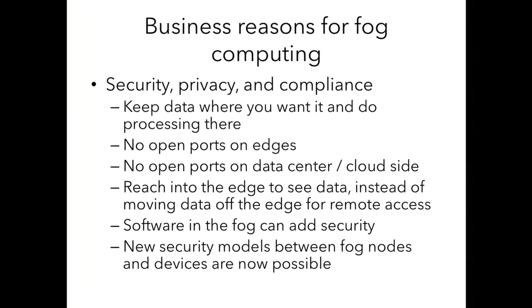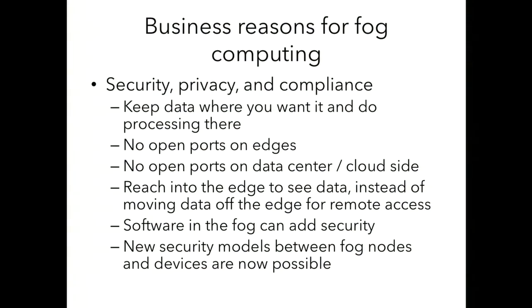So another main business reason for fog computing is security, privacy, and compliance. With the fog, you keep the data where you want it, you do the processing there. In fact, with the reach into the edge, you can keep the data where you want it and go peer into it. Without moving it to the cloud, you can open portals into the edge and go see it without having any kind of edge ports open, right? It's called a double opt-in method in which both sides opt into the connection and both are outbound connections. So you punch through NATs and firewalls.